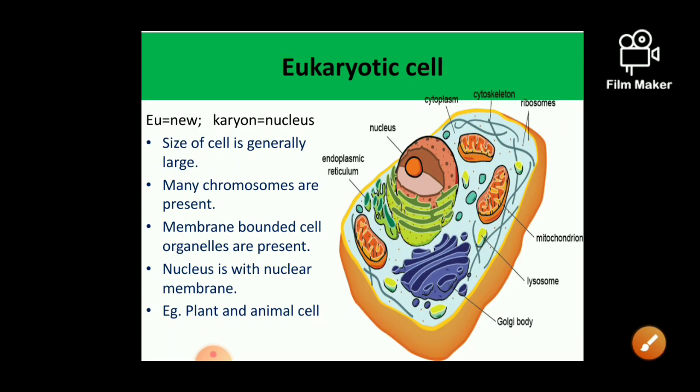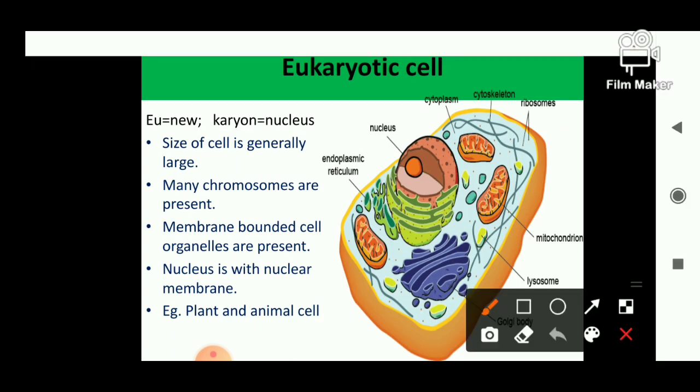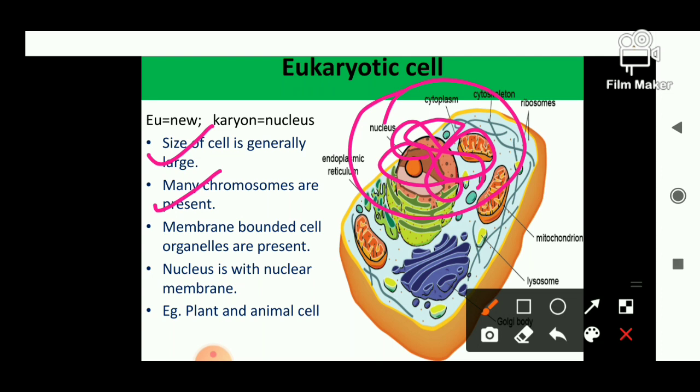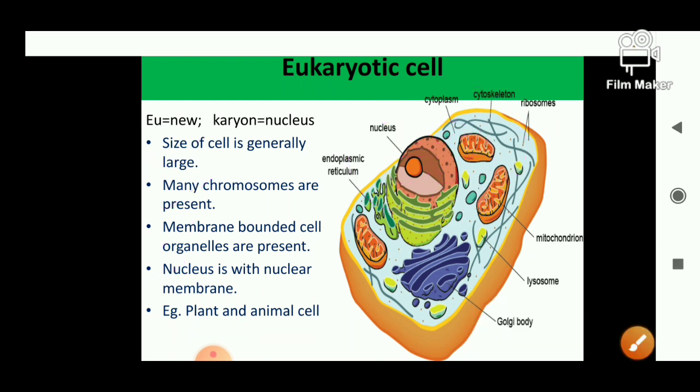Now see the next one, eukaryotic cell. Size generally large. Many chromosomes are present. I told you earlier also, at the time of the cell division, that single chromatin material divides into so many small pieces which are called chromosomes. It means many chromosomes are present. The next is the membrane bounded cell organelles are present in it. Then nucleus is with a nuclear membrane. Example, plant cells and animal cells. Okay.